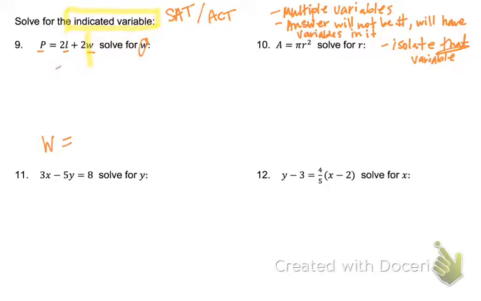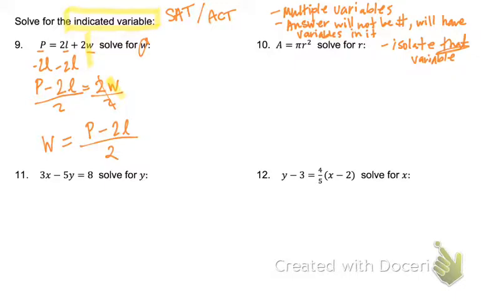So first up, I could subtract 2L from each side. And I've got P minus 2L equals 2W. I'm going to highlight this W again. So to get the W by itself, what would I need to do? Divide by 2. So my final answer would be P minus 2L over 2. And I am very, very happy if you leave it like this. In fact, sometimes I prefer it.